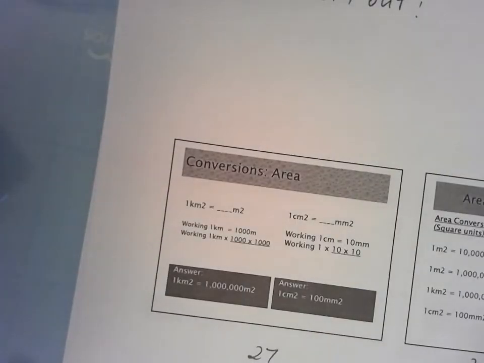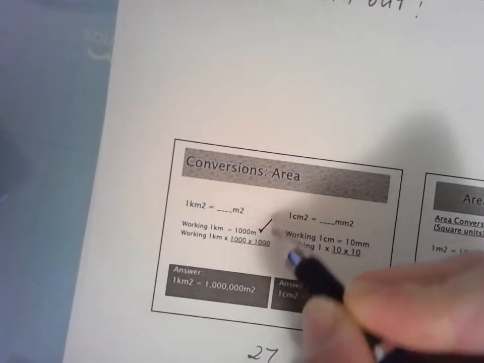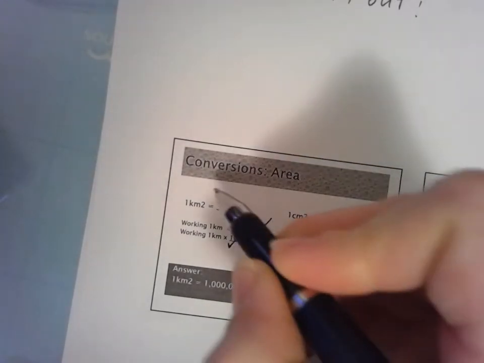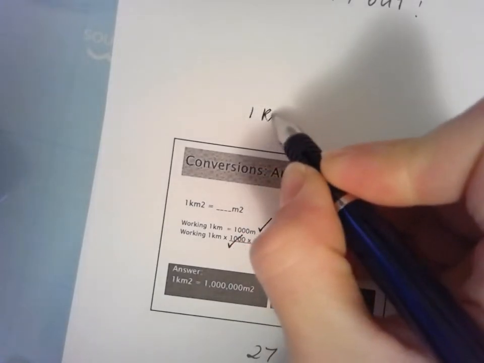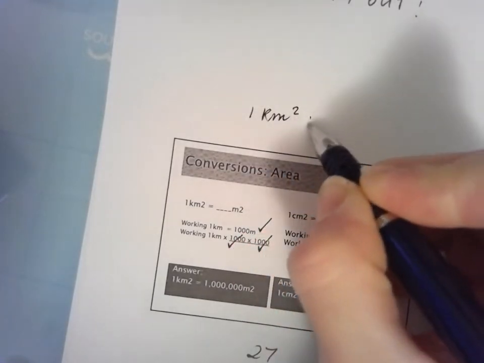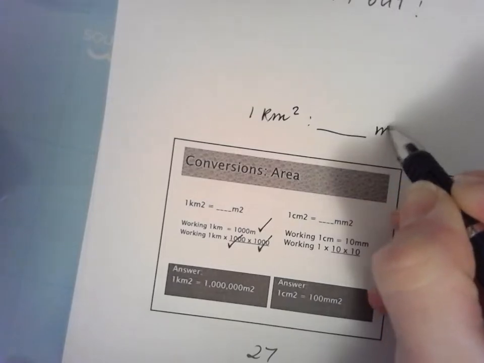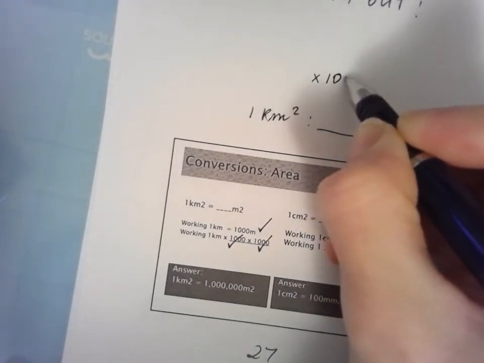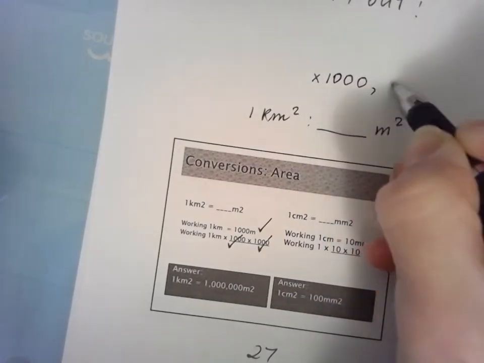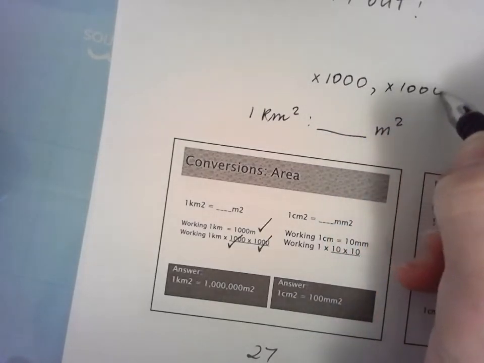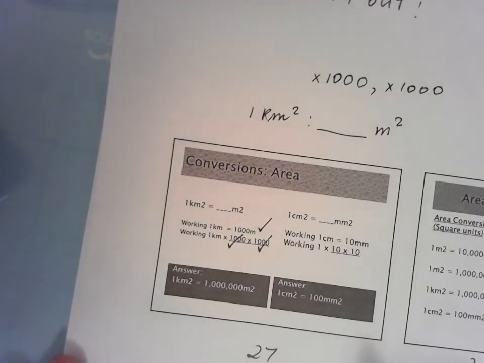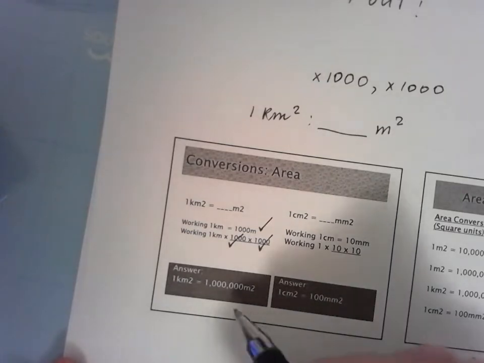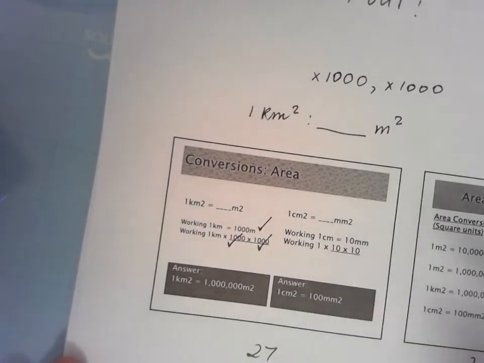Kilometers to meters is my question, so I need to multiply by 1,000. So 1,000 is my magic number, and I need to multiply by 1,000 once and twice. Okay, so you have 1 kilometer squared equals something meters squared. You identify that you need to multiply by 1,000, but you actually need to do that twice because it's squared units that we're working with. And on your calculator you would get 1 million.